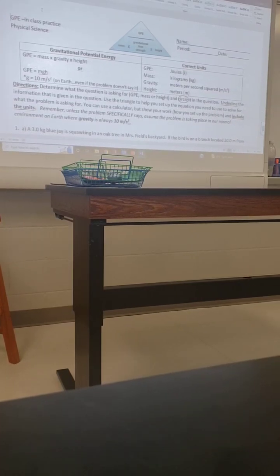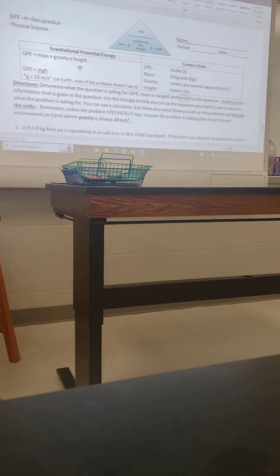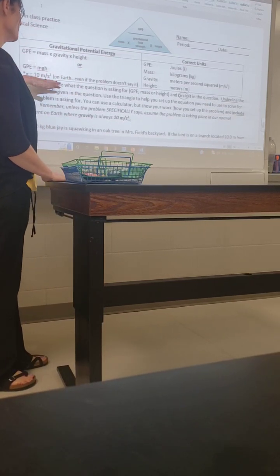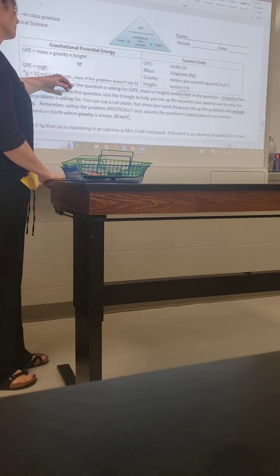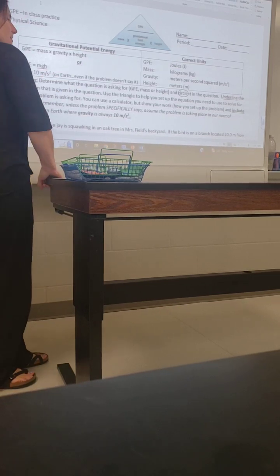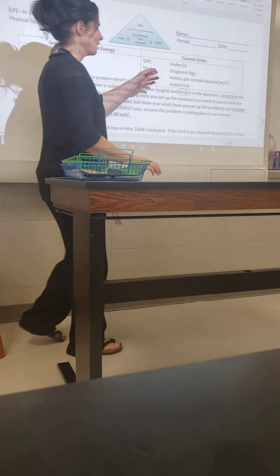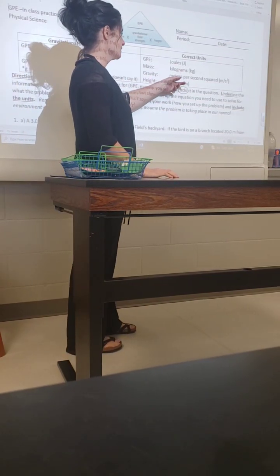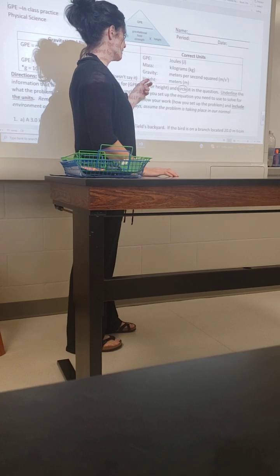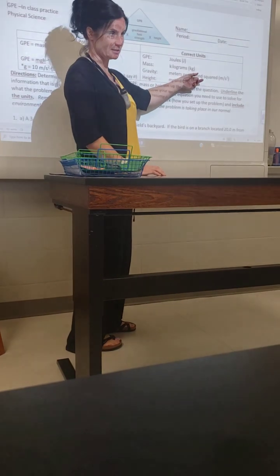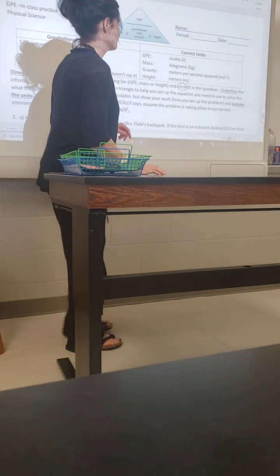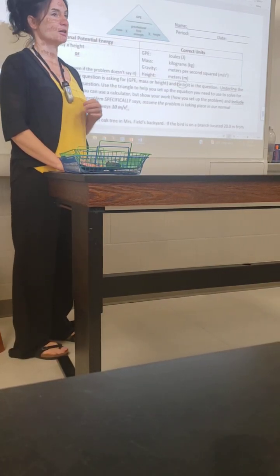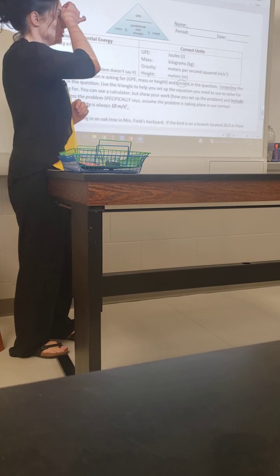So just like the kinetic energy, the GPE also has some helpful information for you. It has the equation, and it tells you the constant for gravity, even if the problem doesn't say it. Our units are going to be joules for GPE, kilograms for mass, meters per second squared for gravity, because gravity is an acceleration, and then meters for height. Those are set, those are non-negotiable, they will always be those units.